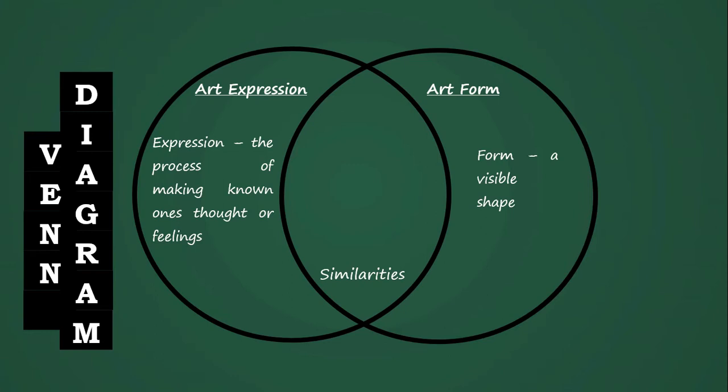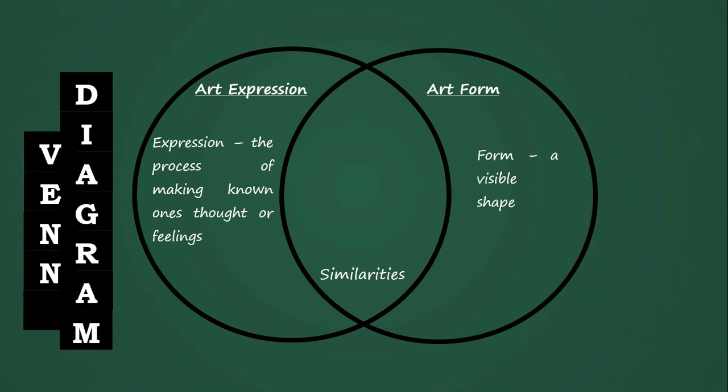What about art form? So let us now define form. Form is a visible shape. So there is a difference between them. Art form merely focuses on artistic work that is visible. From the word visible, it must really be seen. As for art expression, it can be a form, but it can also not be. Art form focuses only on the artworks that can be seen.